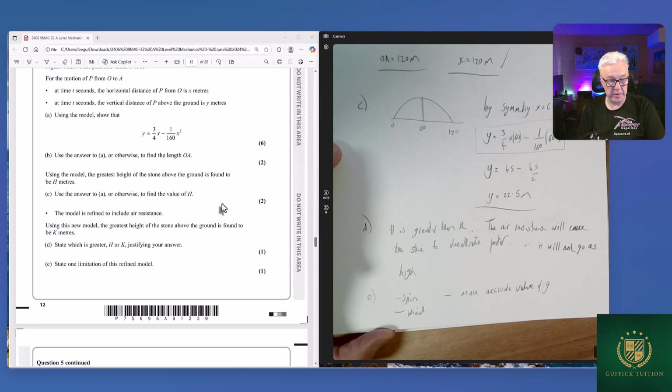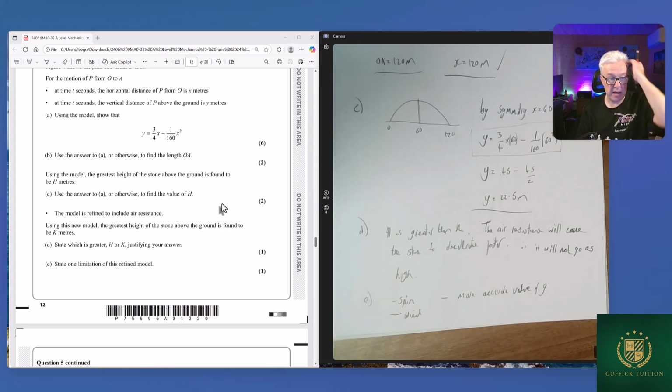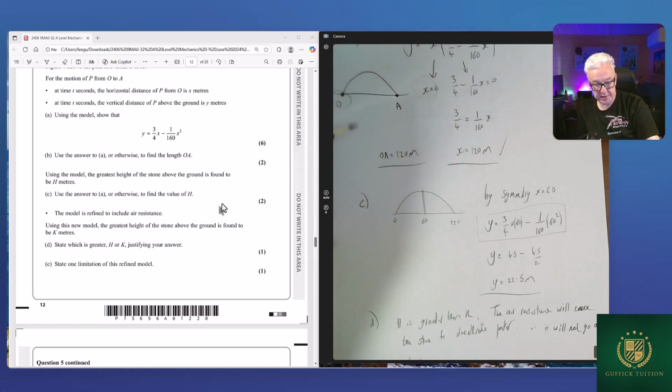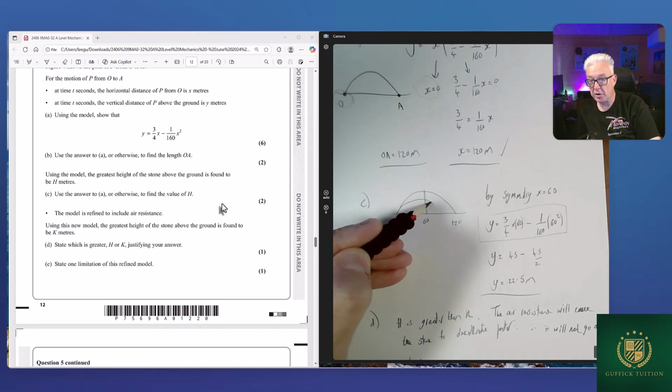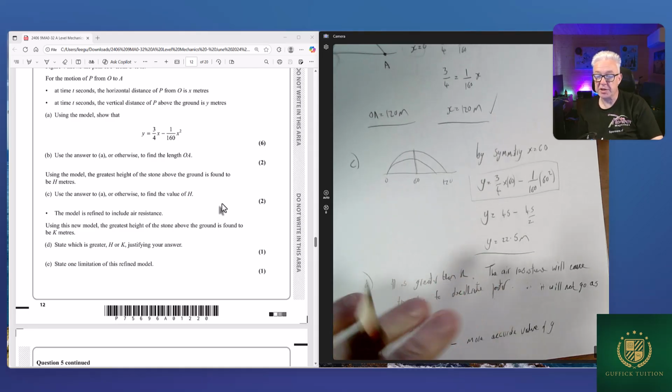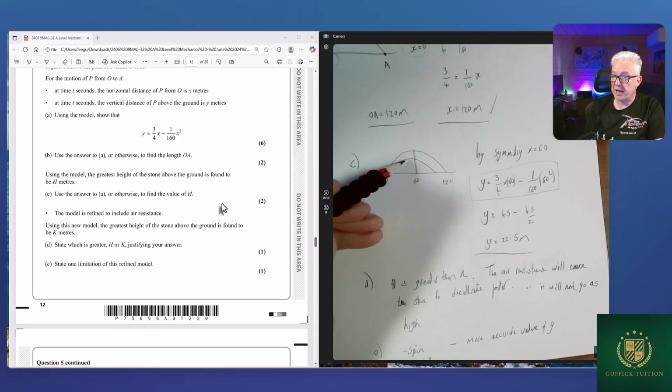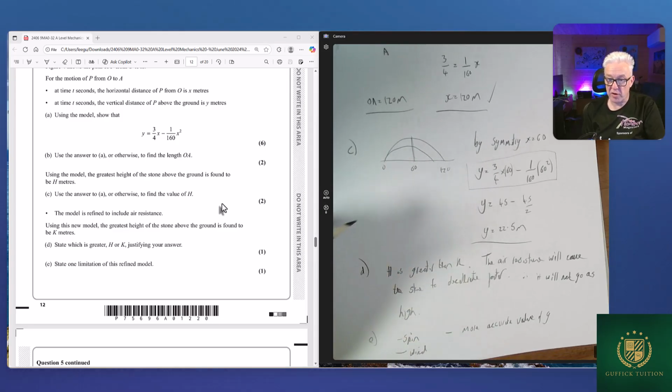Okay, last couple of little bits of this question. So it says D. Using this new model, the greatest height of the stone above the ground is found to be k meters. It says, which is greater, h or k, justifying your answer. And it says the model has been refined to include air resistance. So now that we've got air resistance included in our model, that means that the projectile is not going to reach as high because of the fact that the air resistance would have slowed it down, so it won't be able to reach as great a height.